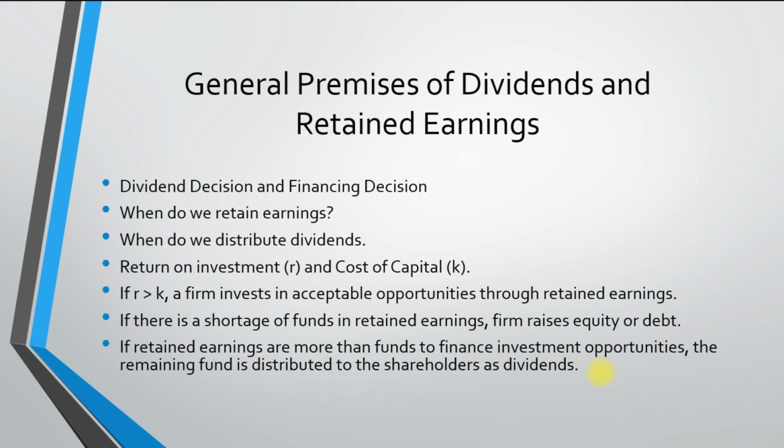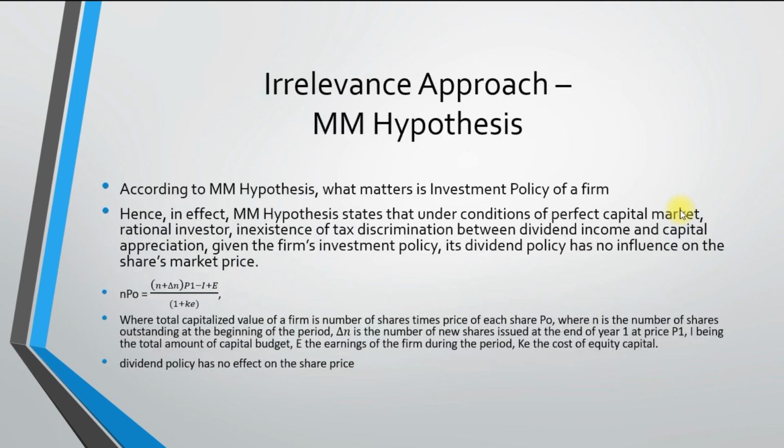In other words, so long as a firm is able to earn more than the equity capitalization ratio, the investor would be satisfied with the firm retaining its earnings. In contrast, if return is less than equity capitalization ratio, the investor would prefer receiving dividends. Now in this session we will go through in brief the irrelevance approach, which is Miller-Modigliani. The relevance approach is dealt with in a different session on dividend decision. So first we'll take a look at the irrelevance approach, which is the MM hypothesis.